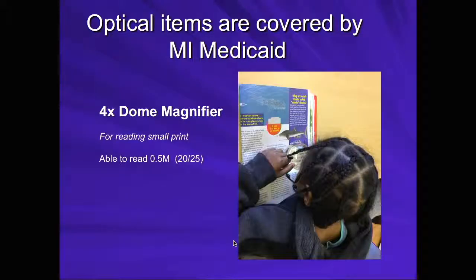So some of the optical items are covered by Medicaid. So Medicaid will help people whose vision is 20/70 or worse, and they'll buy some different items, but nothing electronic, and no lighted lamps, but they will do lighted magnifiers. So he was able to use the 4X dome magnifier, which is a little magnifier that sits right on the page, and then he can slide that around the page and look through that in order to get magnification. And he was able to read 20/25, so down to a pretty small print when he was using that magnifier.